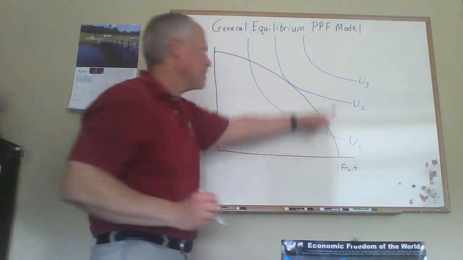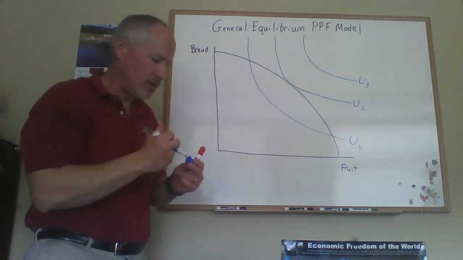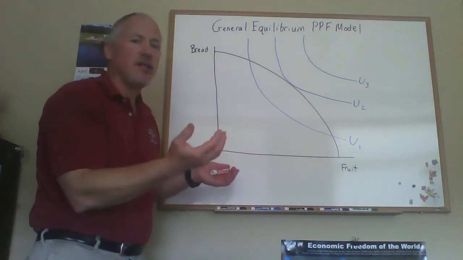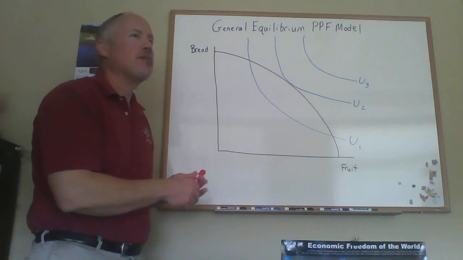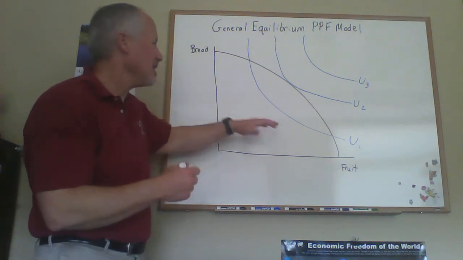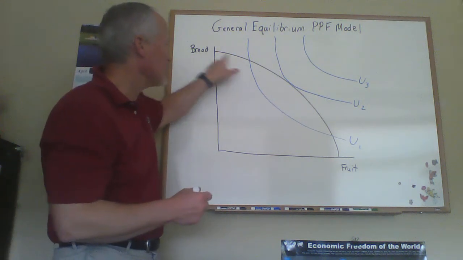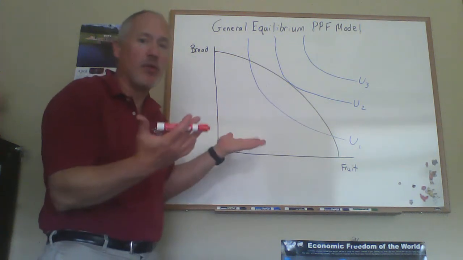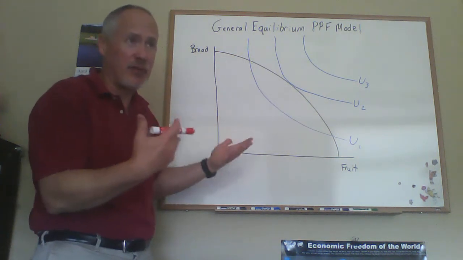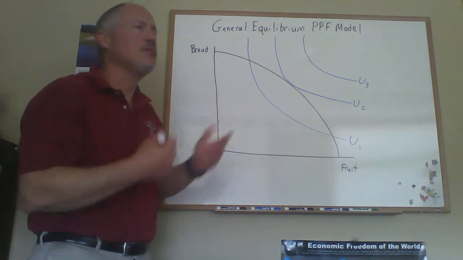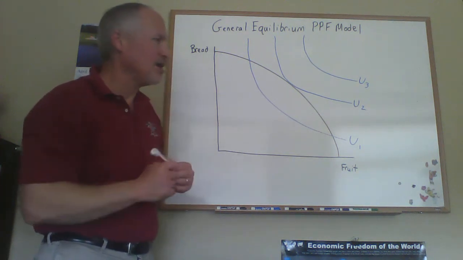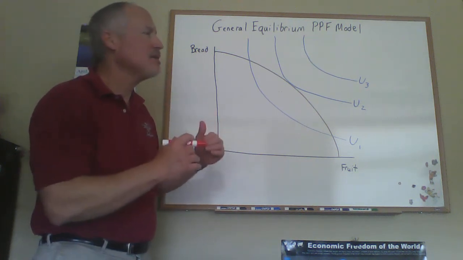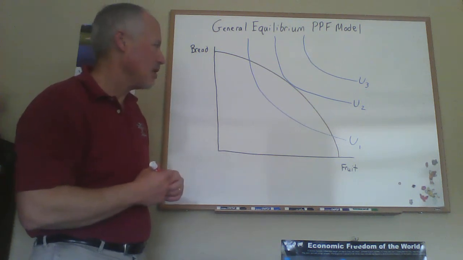You know that these are indifference curves representing different levels of utility. What's the highest level of utility that this average or representative consumer can achieve, given that they have to be somewhere on or inside of the PPF? Well, we know they're not going to want to be inside the PPF, because points inside the frontier are dominated by points that are on the frontier.